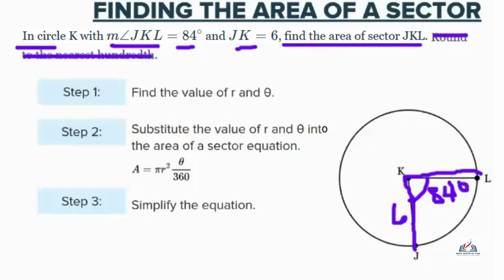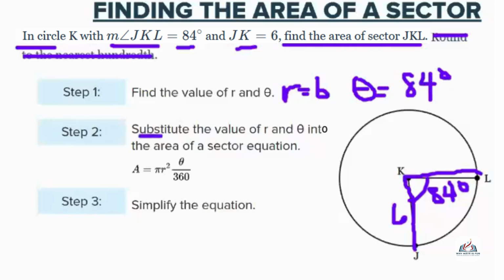So, good job. Excellent work. So find the value of R and the angle measurement. R is 6. And if you want to take a screenshot of this, you can. And the angle measurement is 84. Okay, that's step one.